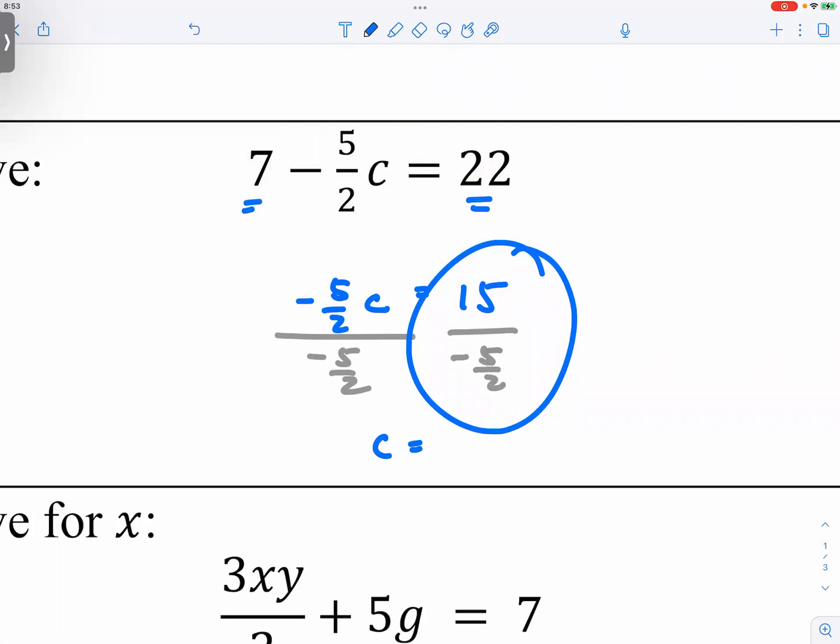Can somebody verbalize what you see over here on the right-hand side? Anybody? Just verbalize what this is. Anybody? Okay, we can replace the word over with the word divide, right? So 15 divided by negative 5 over 2.